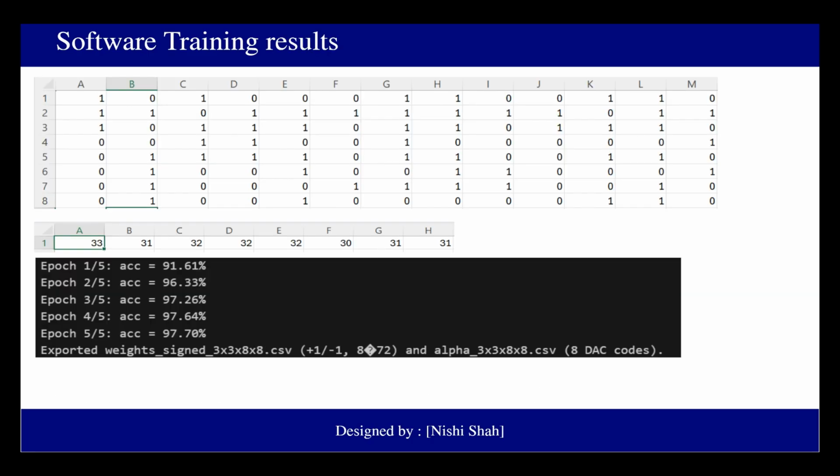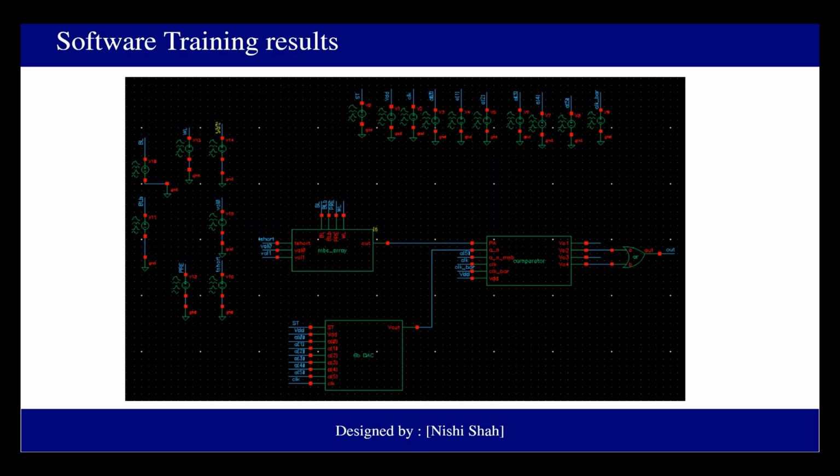And these are the results we got. The first image shows a small snippet of the weights. The next gives the alpha values. These are the analog alpha values that we put into our first layer. And the last screenshot shows how we ran this for 5 epochs, and the weights have been saved. Next up we have the top level design, and now we are going to explain each of these blocks.